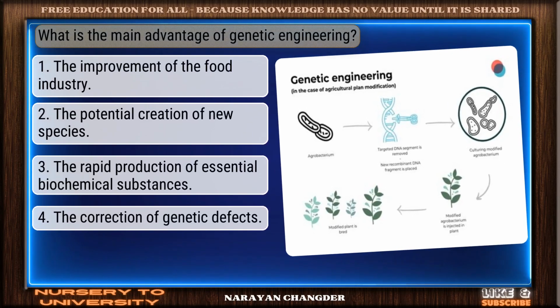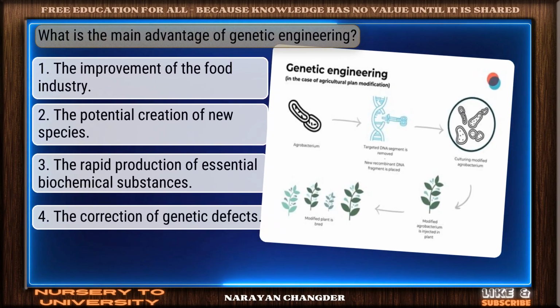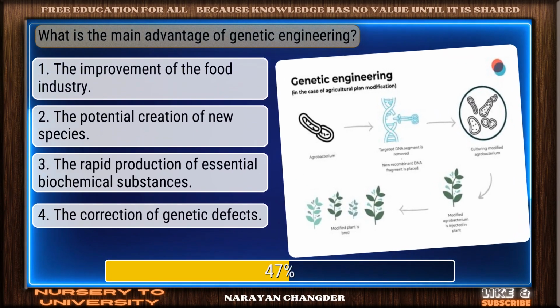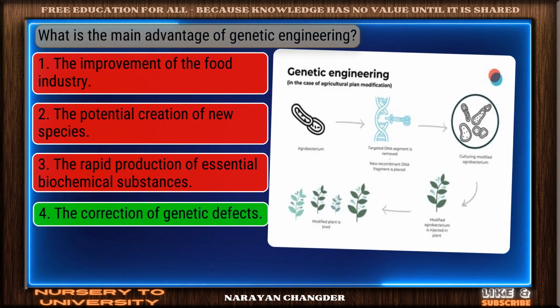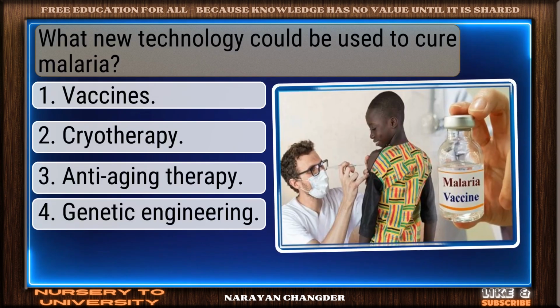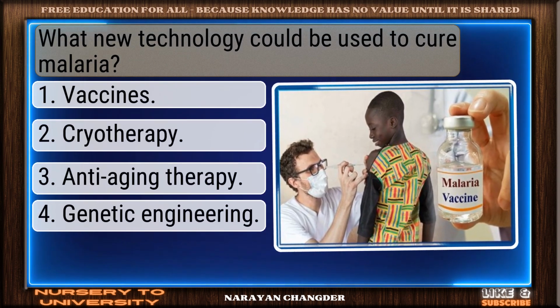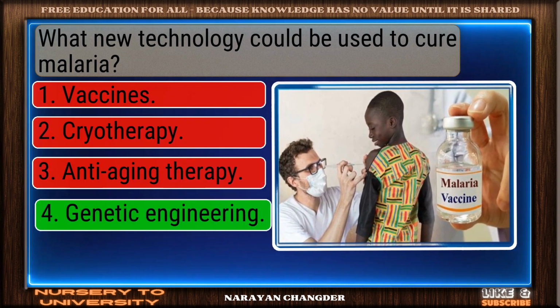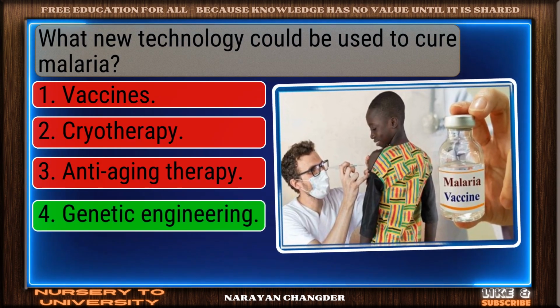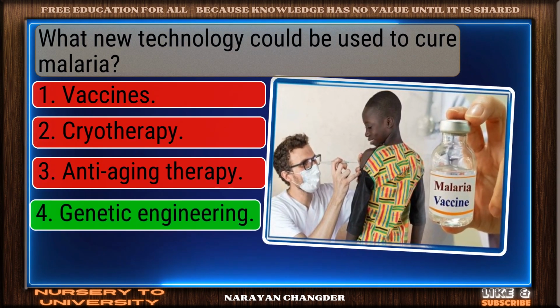What is the main advantage of genetic engineering? Correct. The correction of genetic defects is the right answer. What new technology could be used to cure malaria? Sharp thinking. Genetic engineering is the right choice.